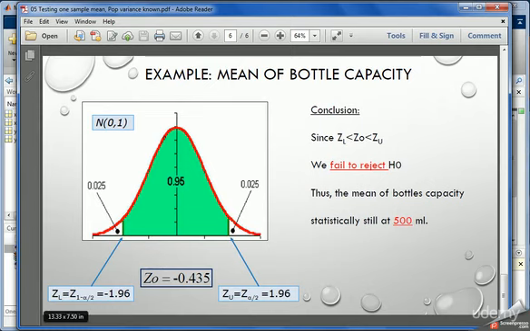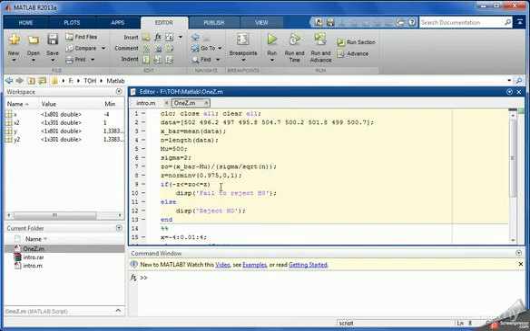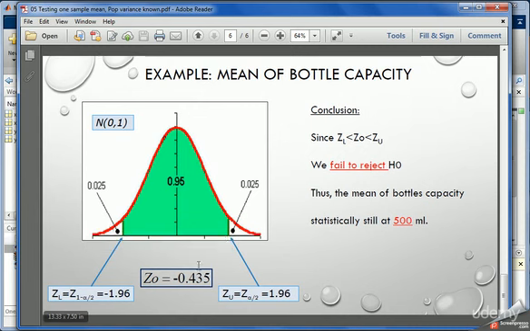Okay, so how to do this in Matlab? In Matlab we have the function norm inverse. So in norm inverse we give the cumulative probability. This is the cumulative probability, which is 0.975. We give the 0 mean and 1 for standard deviation to have the standard normal distribution. So why we do this? We do this to find this point to the right, which is 1.96.